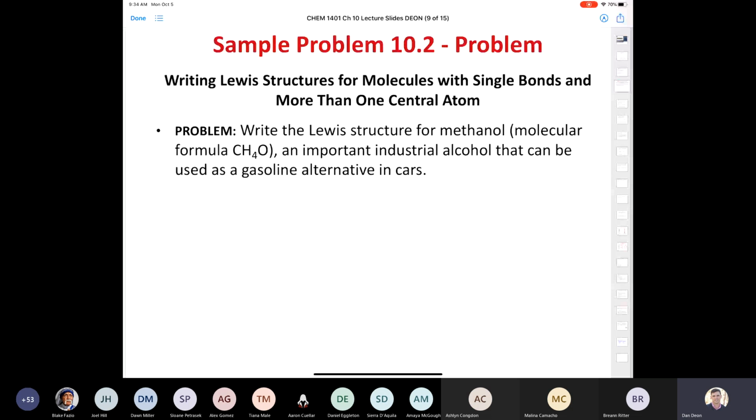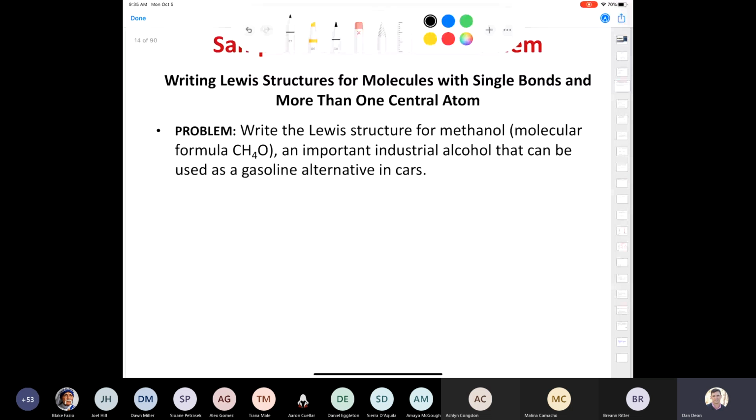If you're the kind of person that enjoys puzzles, like maybe Sudoku or any kind of puzzles, then Lewis structures might be for you, okay? Because there's a little bit of a puzzle here, but how do you solve a puzzle? You use the clues and then you piece it all together.